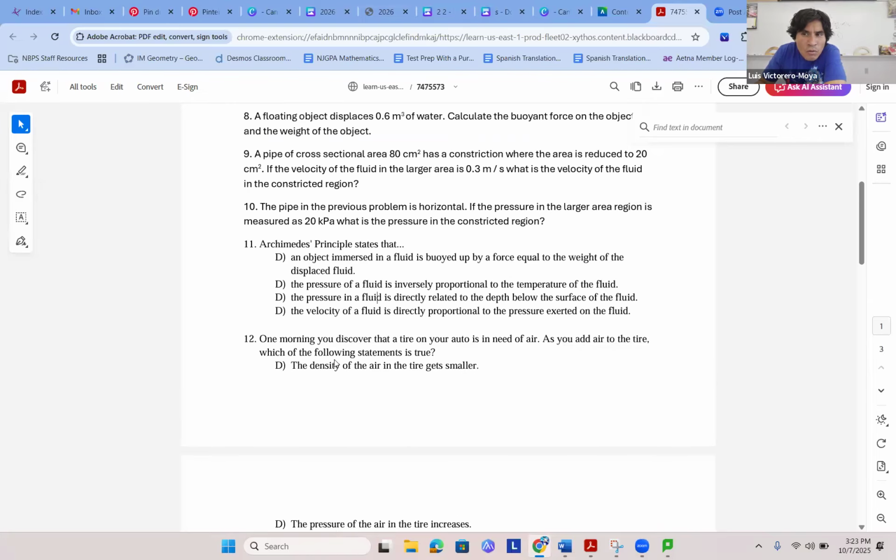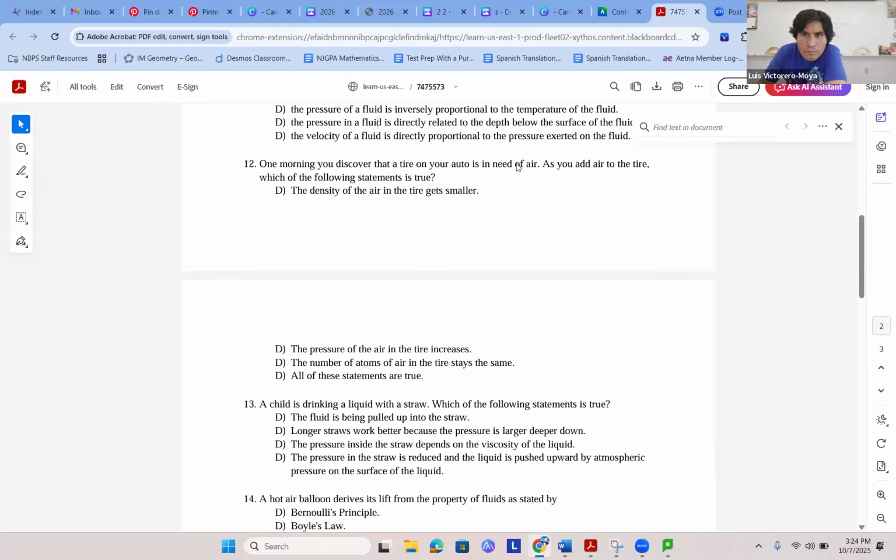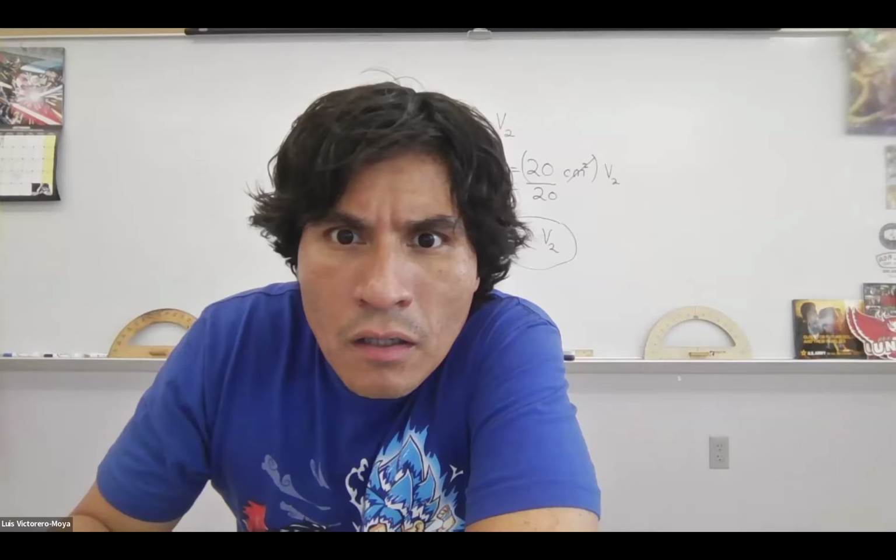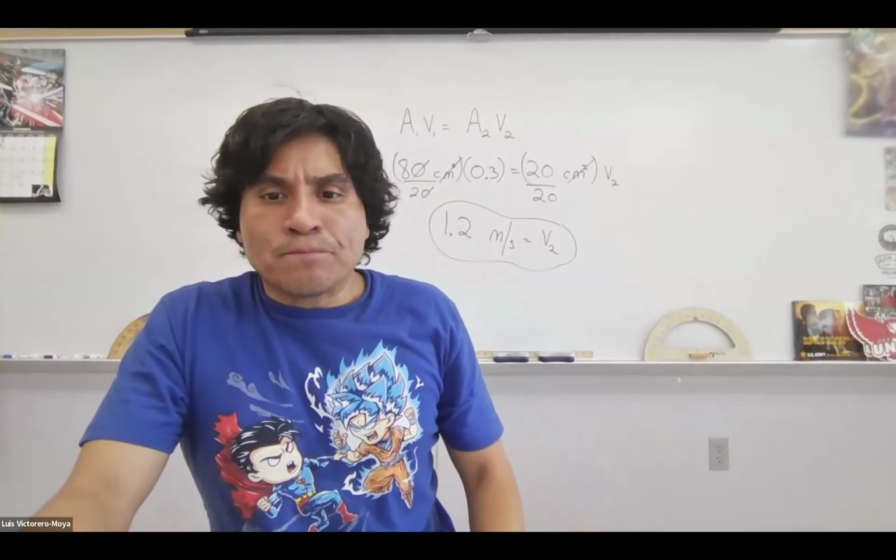This is something that you guys should know from real life. If you add air to a tire, what happens with the pressure reading of your tire? It increases. You are adding more molecules of air, so the pressure will increase. It's kind of PV equals nRT. The volume remains constant, the pressure has to go up, right? So that's basically what you have to do.